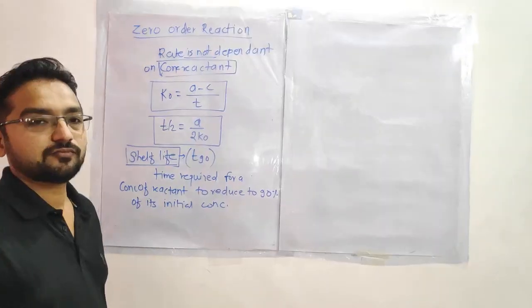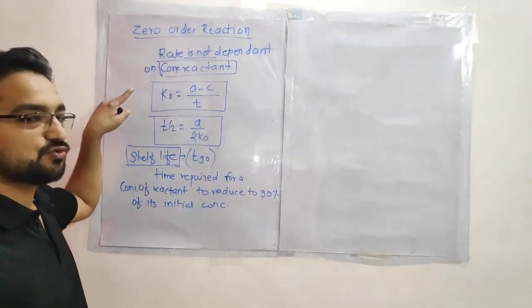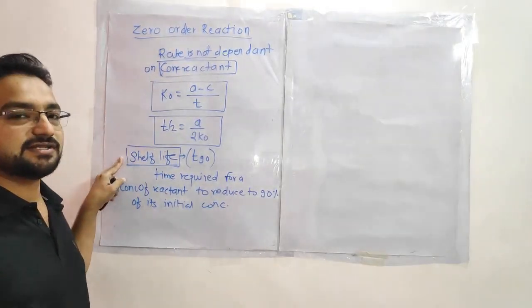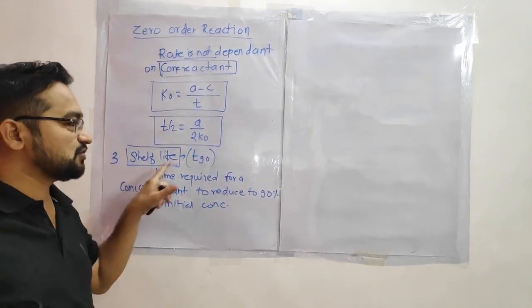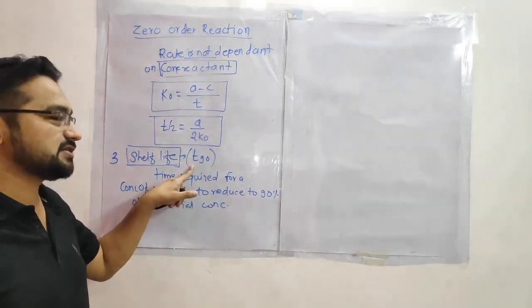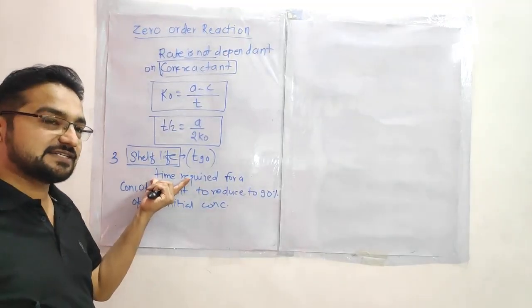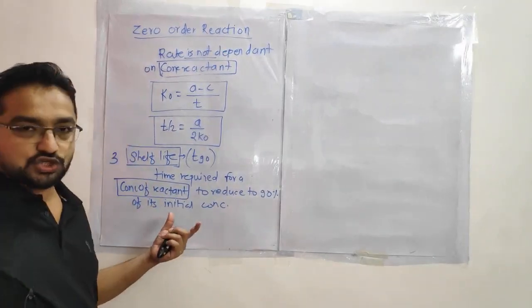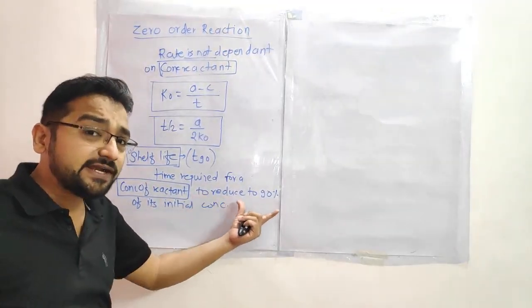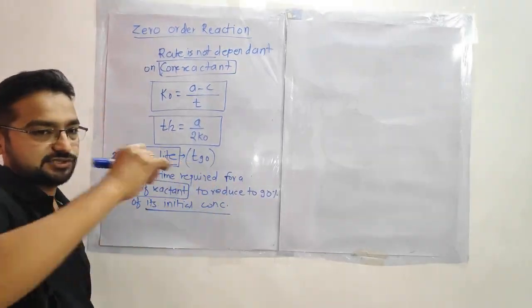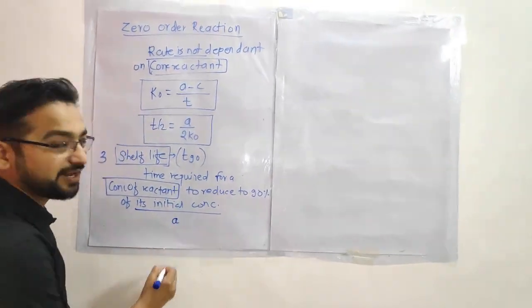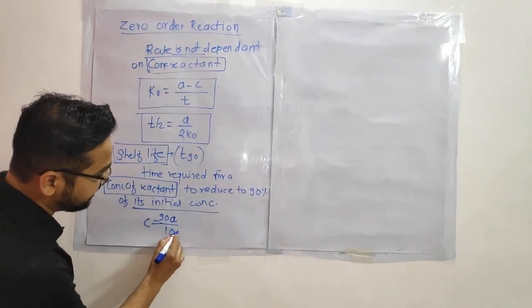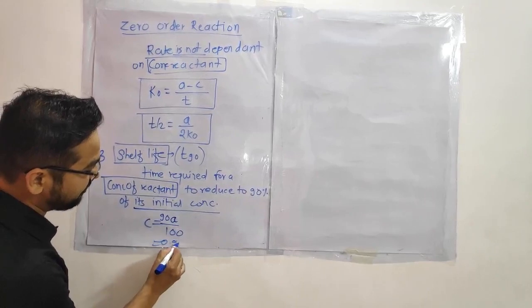Now the third part. The first part was to determine the order of reaction, the second part was the half-life equation. Now the third important part is the shelf life. Shelf life is also termed as T90. What is the shelf life definition? It is defined as the time required for the concentration of reactant to reduce to 90% of its initial concentration. You know the initial concentration is your A. So your concentration should reduce to 90% of its initial concentration. If you simplify, it will become 0.9 A.